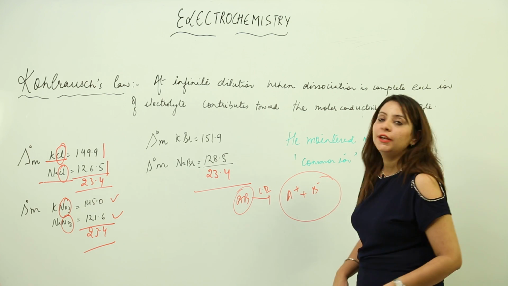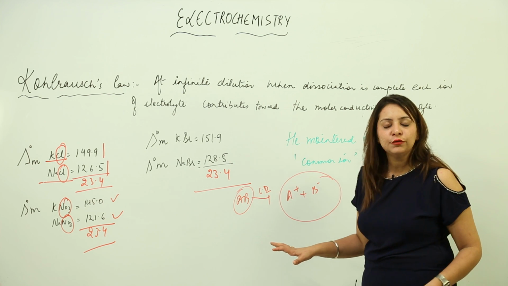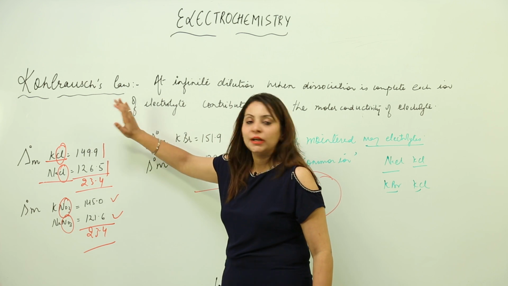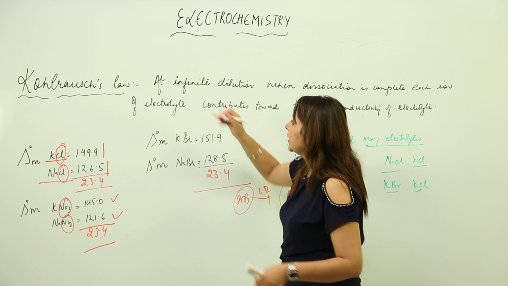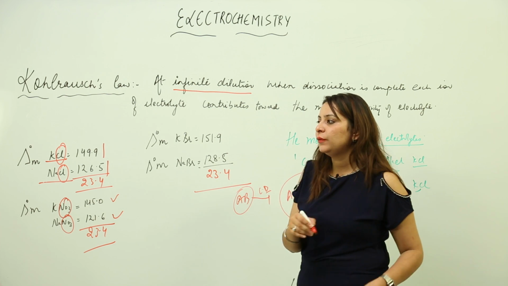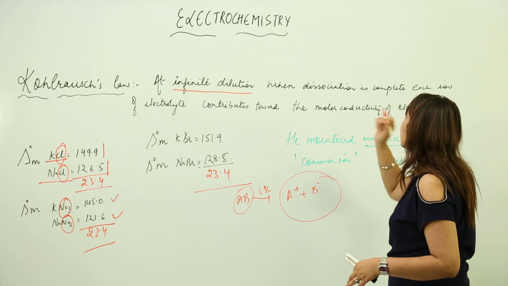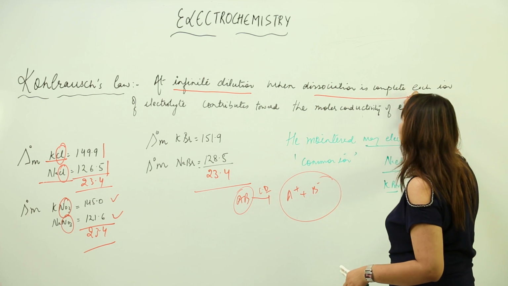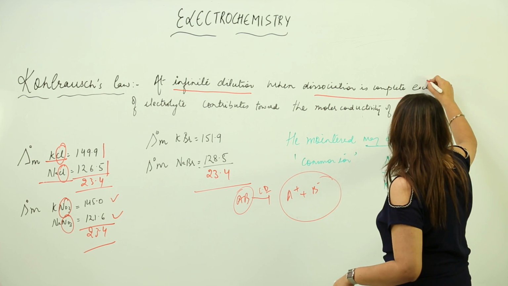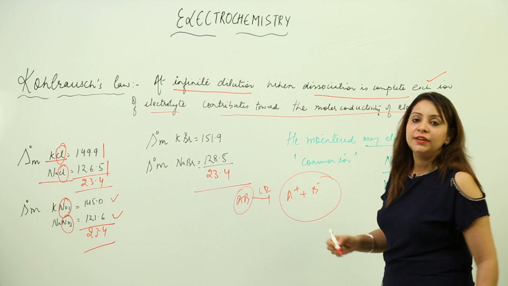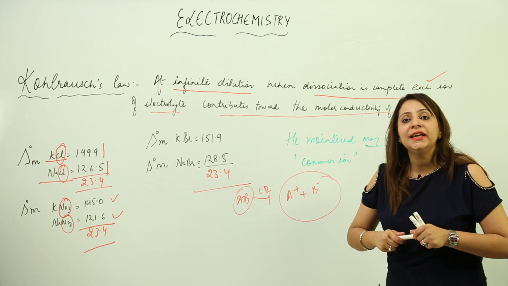These conclusions led to the formulation of this important law, the Kohlrausch Law. So what does it state? It states that at infinite dilution, when you add a large amount of water so that there is less concentration, and the dissociation is complete, then each ion of the electrolyte contributes towards the molar conductivity of the electrolyte, and the contribution is the same.